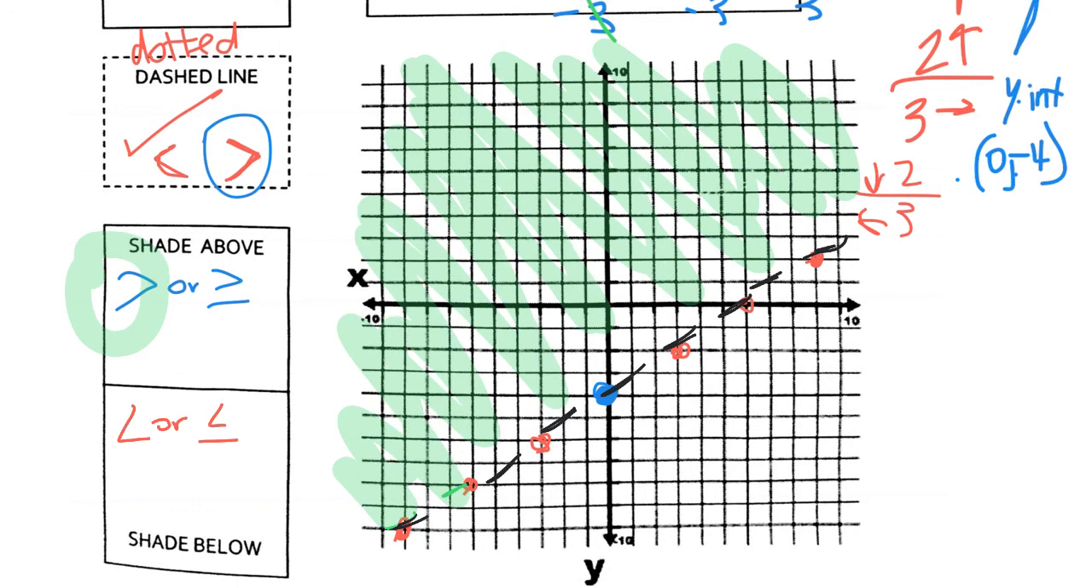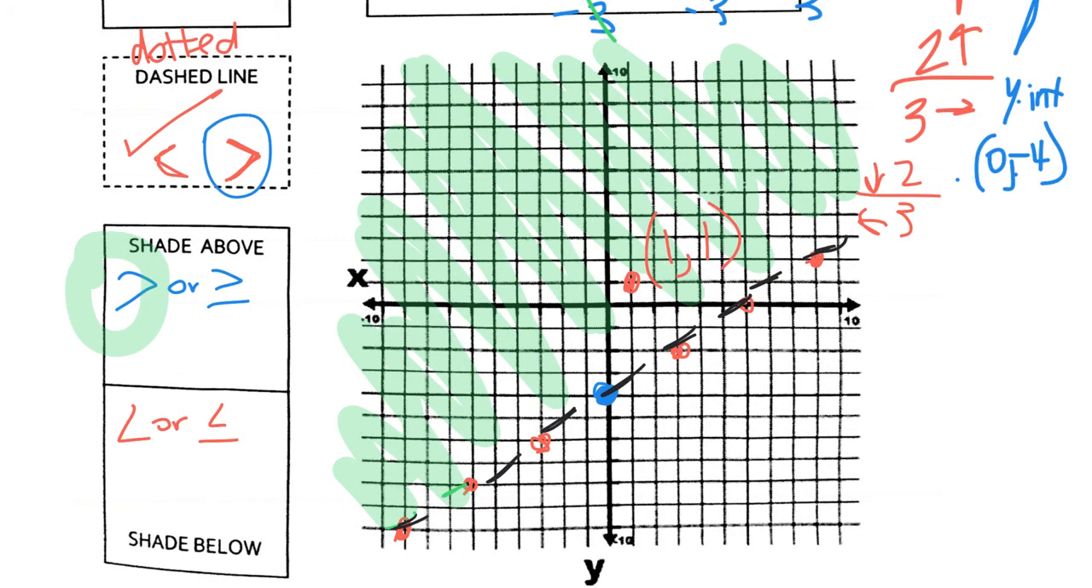Remember, the reason we shade is to show the answer. For inequalities, you are not bound to just that line. You're going to have an area or a region. You are going to have more answers than just an equation. So if we tried to check our answer, we could pick a point here. Let's do the point (1, 1).